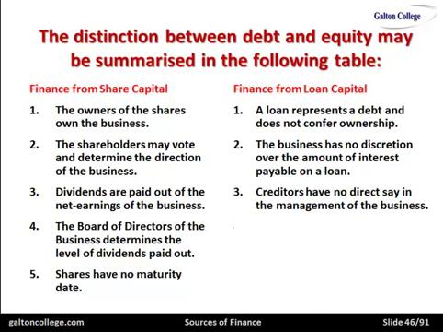Creditors have no direct say in the management of the business. The banks, generally speaking, don't get involved in the business. They make a loan to the business, having evaluated the proposal and the application for the loan. Having carefully evaluated, they may make a loan. The amount they charge, the interest rate, that may be variable over the life of the loan, but they don't get involved in the business itself.